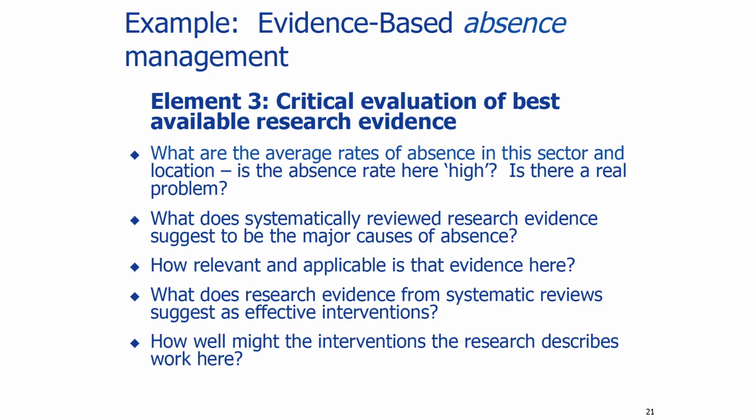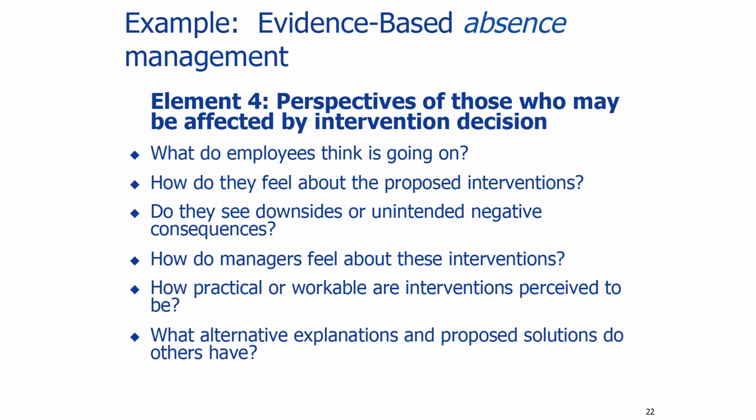The third is the critical evaluation of the best available research evidence. For example, what do you know about the absence levels in your sector, in your area of the world? What do we know about the kind of norms? What does systematically reviewed evidence say are the major causes of absence or the major interventions that might reduce absence? That's the third area. And the fourth is who's going to be affected by this?